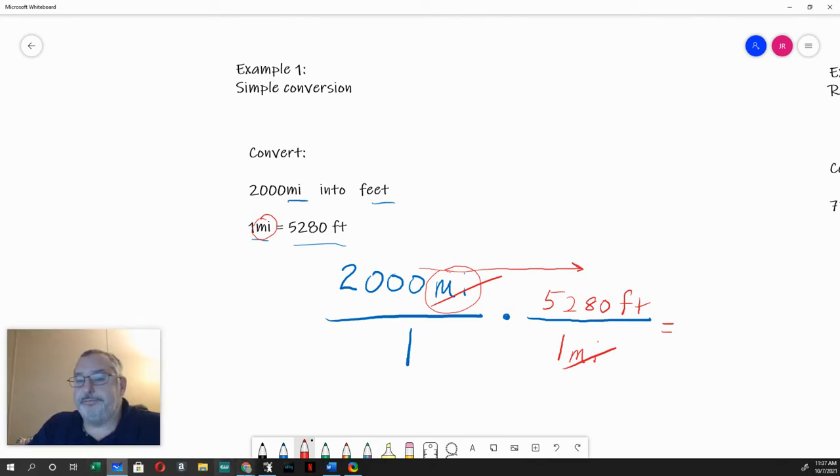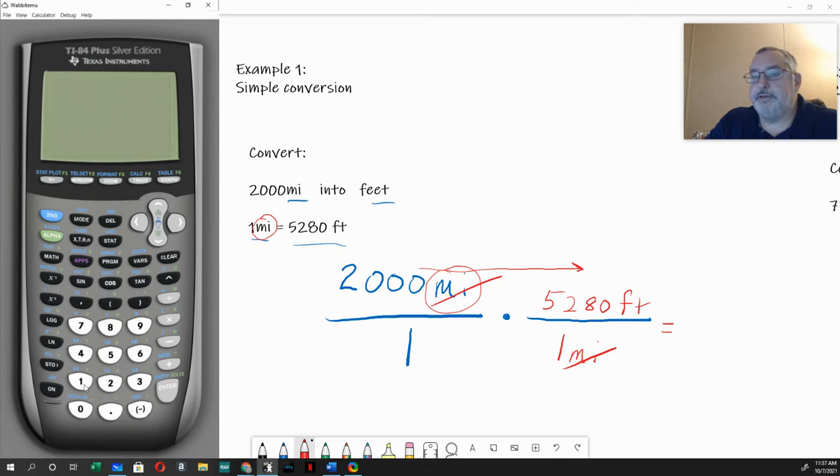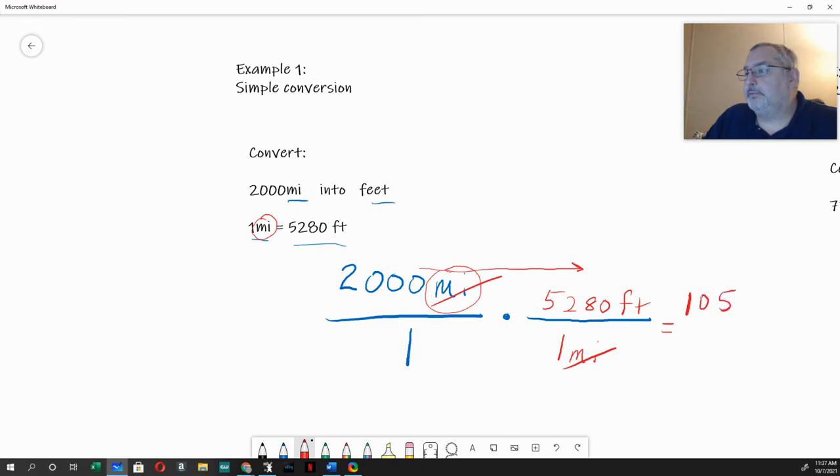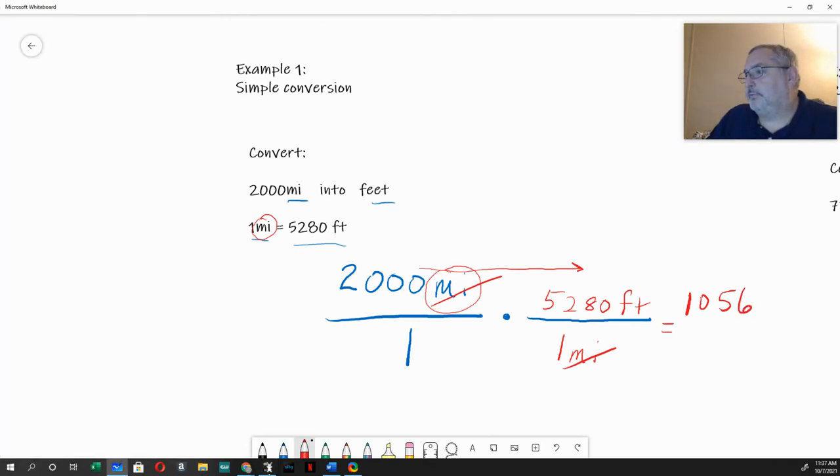Here's where I'm going to pull my calculator out. I've got to turn the calculator on first. 5,280 feet, and I'm going to multiply it by 2,000. So 2,000 miles is the same as, we'll write all this down, 1056 and 4 zeros. So that's 10,560,000 feet. And that's the conversion. So there you go. Just always set this fraction up and then do the conversion. Your final answer should have only the unit that you're converting to. So that's a simple conversion.